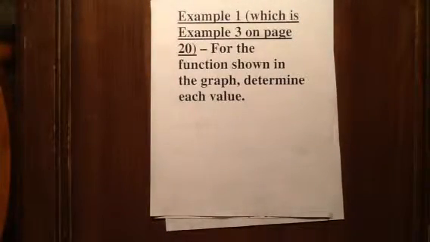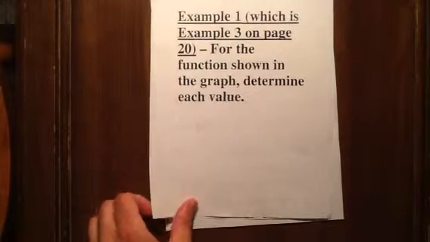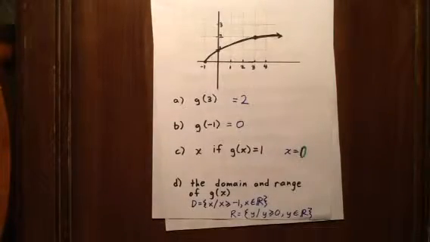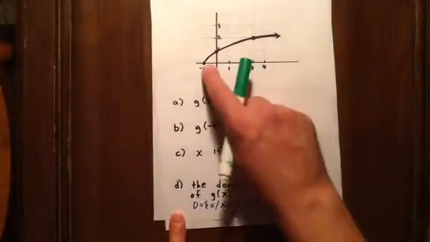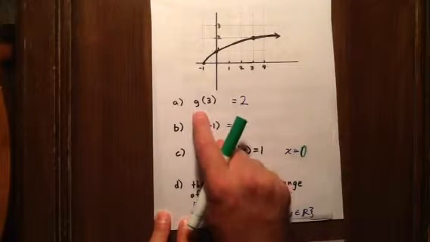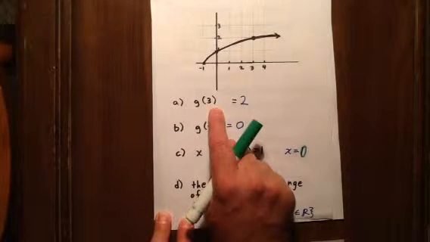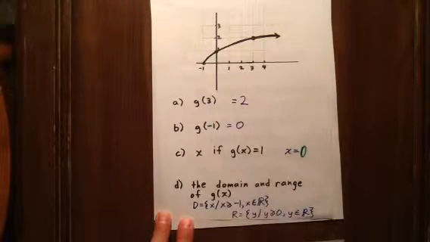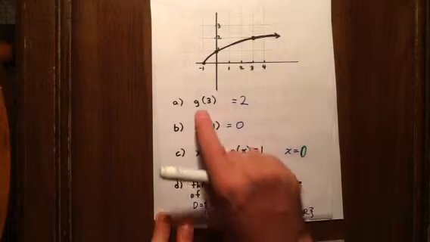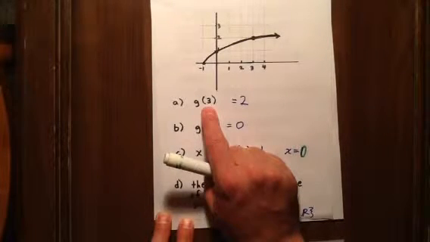So let's do our first example together here. I'm going to show you the graph of a function, and we're going to determine the values being sought. So here's the function. Looks like this. And the question asks us, what does g at 3 equal? Well, we know that y is equal to g at x. So what we do is we say when x is 3, what does y equal? What is the value of the function when x is 3?